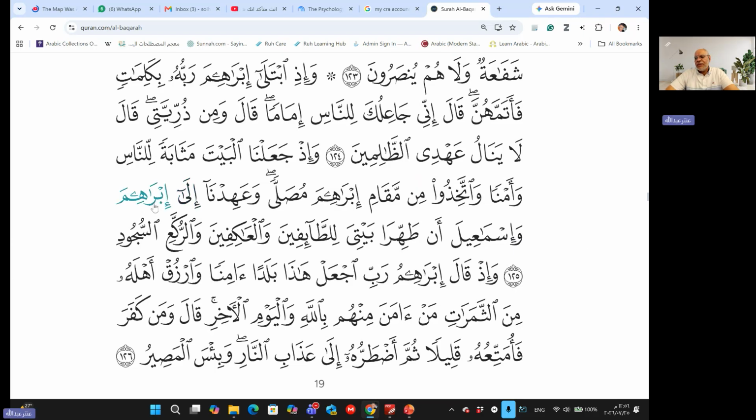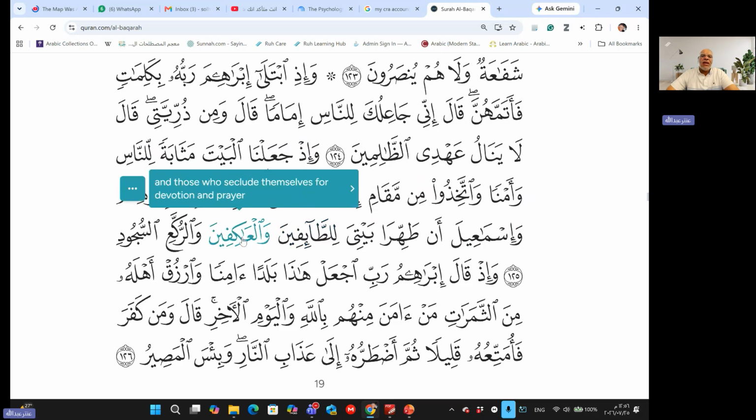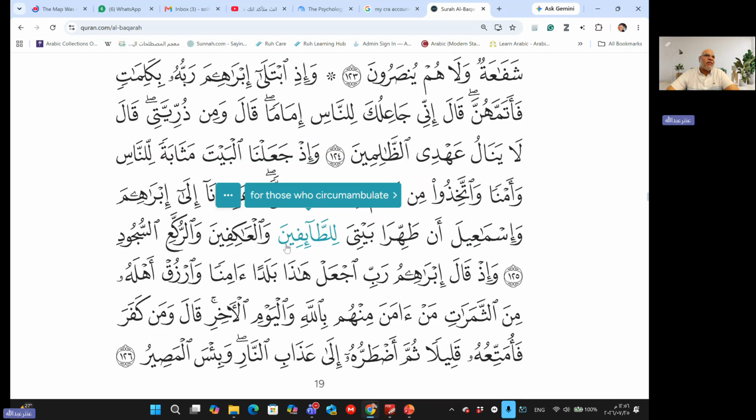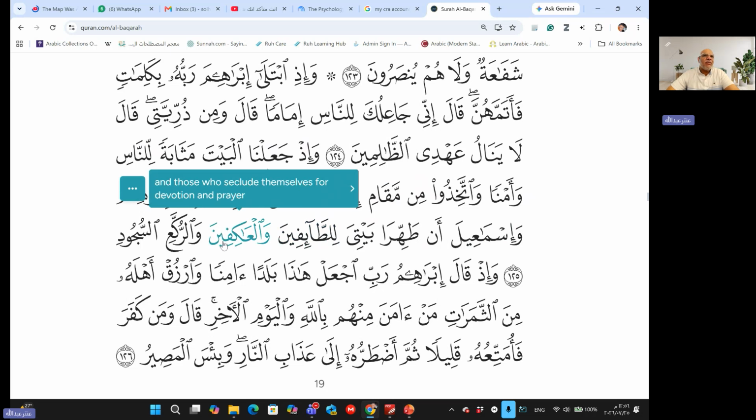So وَعَهِدْنَا إِلَى إِبْرَاهِيمَ وَإِسْمَاعِيلَ. We made a covenant to Ibrahim and Ismail: أَنْ طَهِرَا, you both purify my house. For whom? For those who are circumambulating, circling. وَالْعَاكِفِينَ, and those who are secluding themselves. You can see that at-ta'ifin ends with a ya noon. So this is sound plural in the accusative or the genitive case. Al-akifin ends in a ya noon, sound plural male in the genitive.